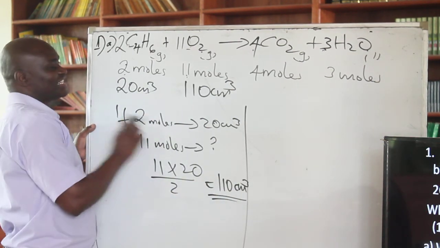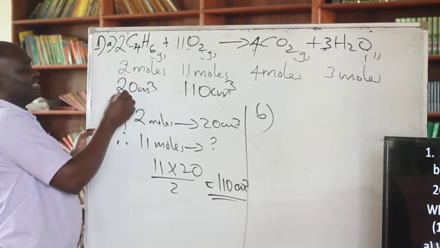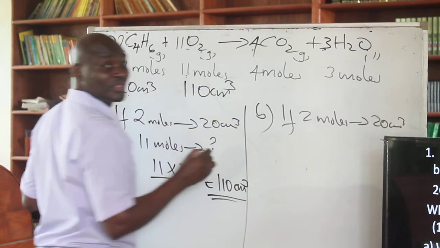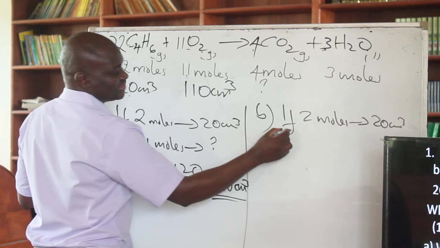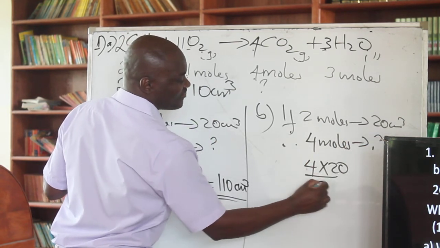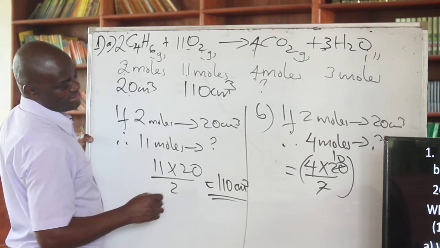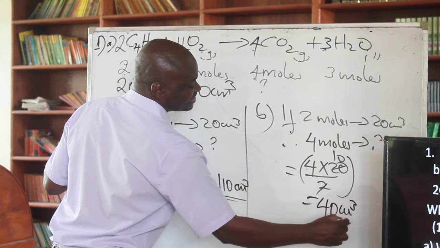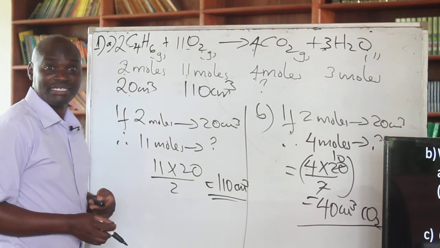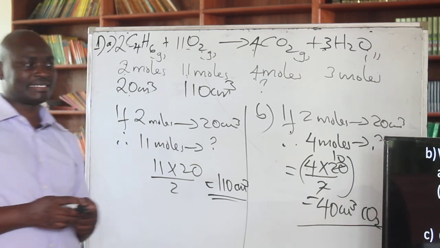That is the volume of oxygen that reacted. Then part B, we are told what volume of carbon dioxide will be produced. If 2 moles represent 20 centimeters cubic, carbon dioxide is 4 moles, so it will be 4 times 20 over 2, which gives 40. So it will be 40 centimeters cubic of carbon dioxide. Let us leave it there and then continue in the next segment.